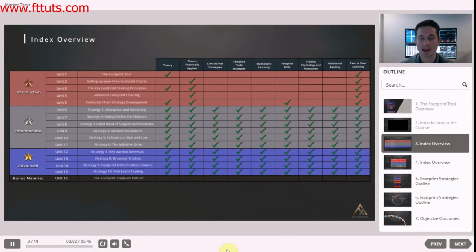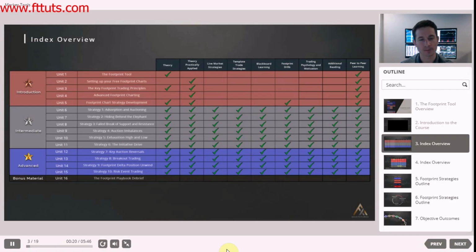The index is a wonderful overview of what you can expect to see throughout the course. It's broken down into 3 sections: an introductory section, which is units 1 to 5, an intermediate section, which is units 6 to 11, and an advanced section, which is units 12 to 15.